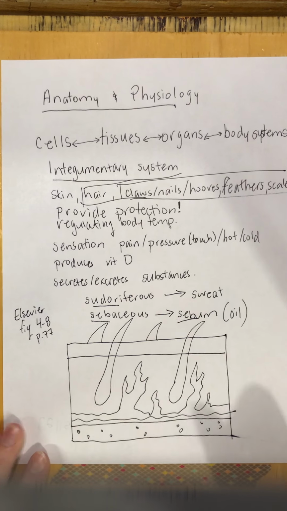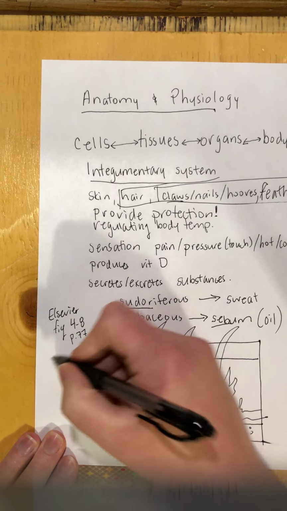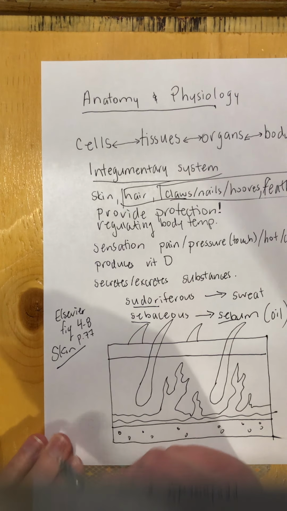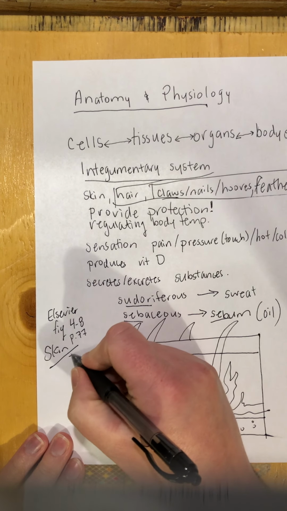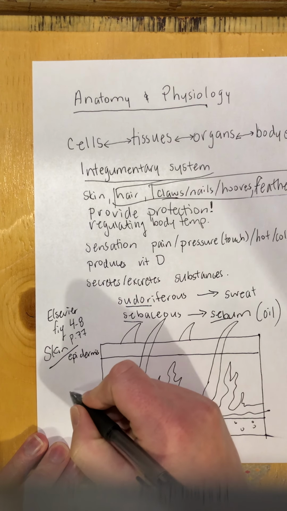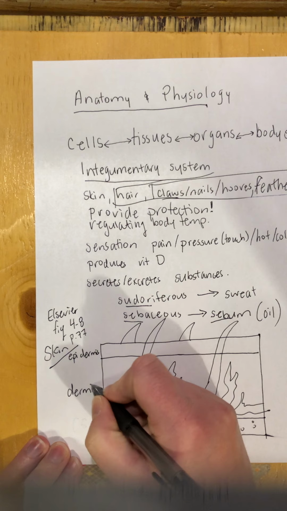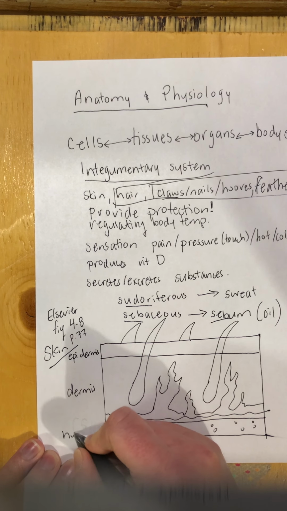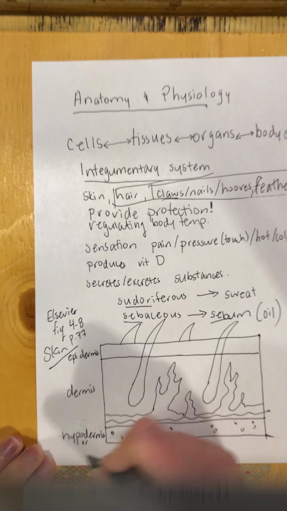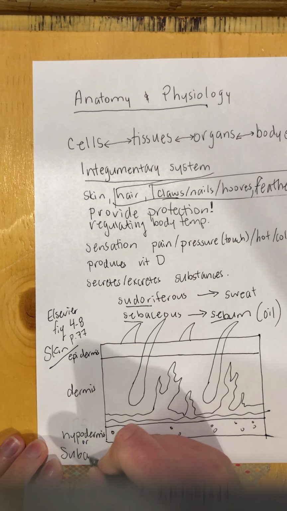Okay, so the skin, this is what we're talking about right now. The skin has 3 layers overall, okay? So the upper layer, the outermost, is the epidermis. The middle layer is the dermis. And the underlayer is the hypodermis or the subcutaneous.